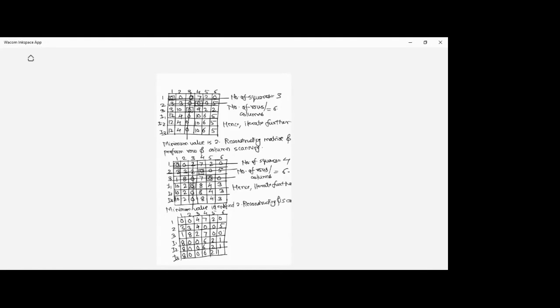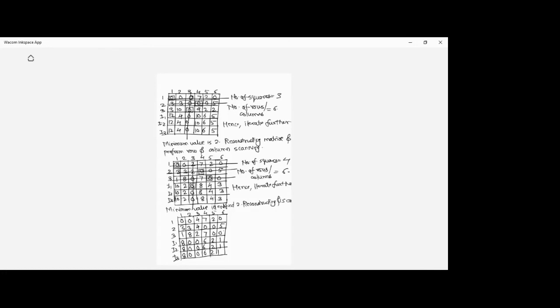First row it is not possible. Row number 2 is not possible. Row number 3 is not possible. Row number 4 is not possible. Row number 5 it is not possible. Row number 6 it is not possible. Let's do the column scanning.